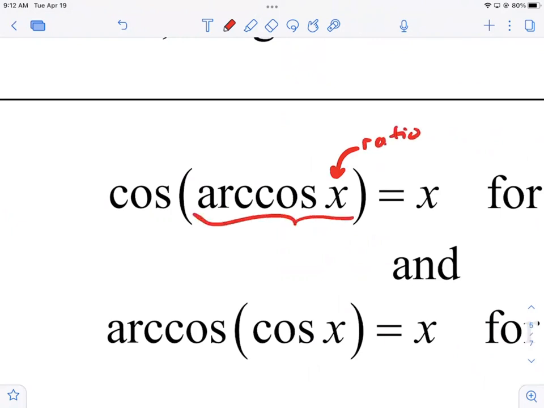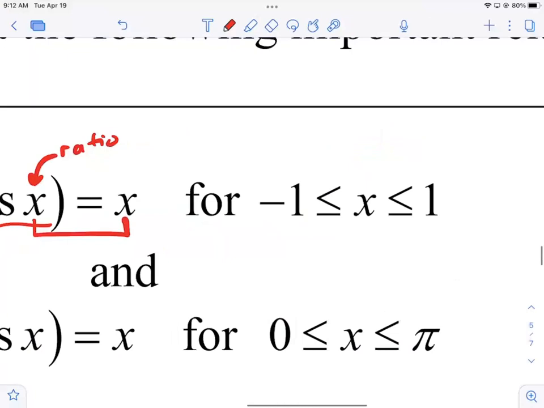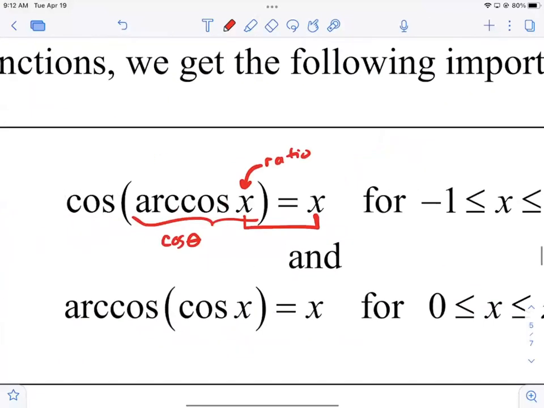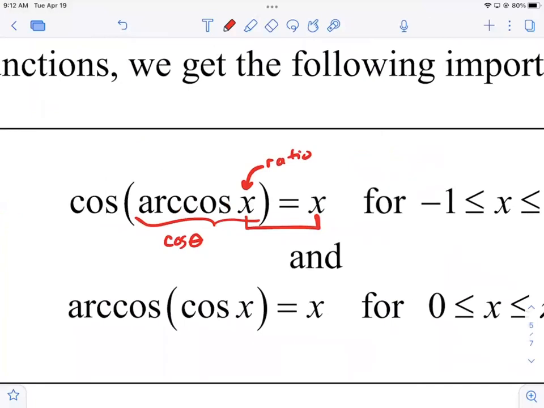When I take the inverse cosine, it's going to give me an angle theta in the principal value range. I'm then going to take the cosine of that angle. Well, guess what? If I start with a ratio, I'm going to end with the exact same ratio, provided that it's a legal ratio, right? And what are the legal ratios? -1 to 1. So that's the same for sine. They'll always undo each other when you start with a ratio, as long as it's a legal ratio.